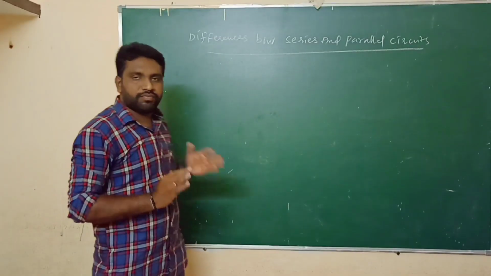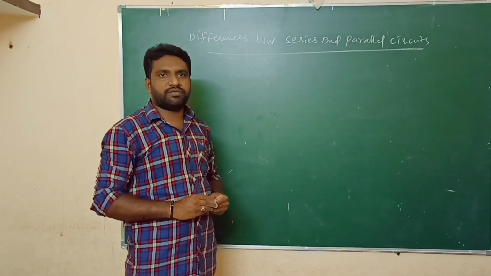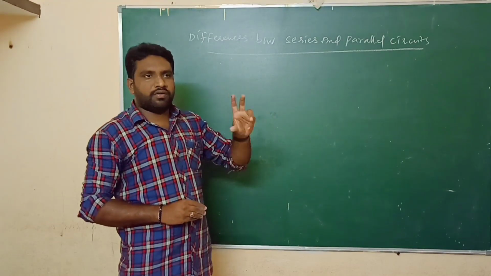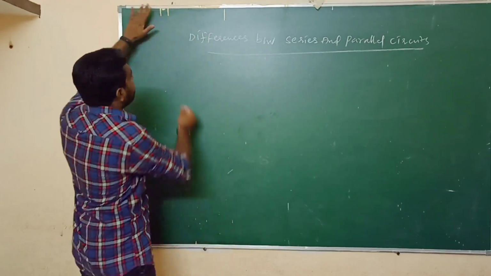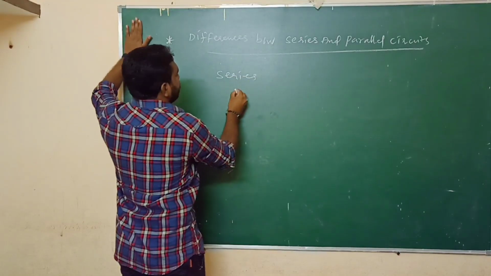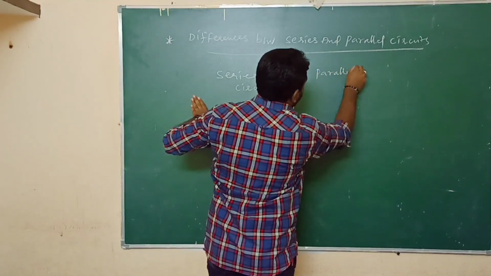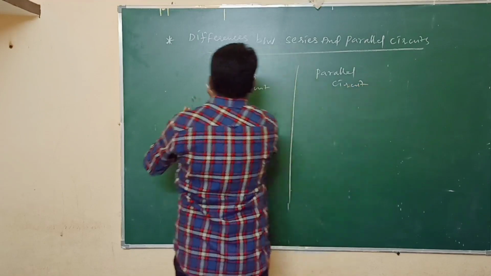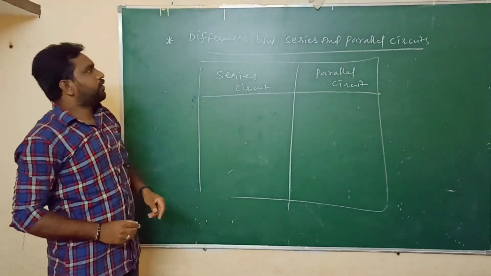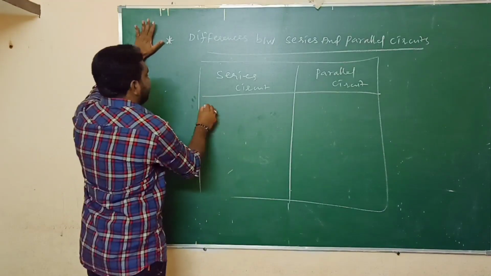Okay friends, we discussed what a series circuit and a parallel circuit are, and the expression to find the total resistance in case of series and parallel circuit. So now the last topic is differences between series circuit and parallel circuit. So that is our topic here. Now I am going to explain the differences between series and parallel circuits. So here first we will consider series circuit.